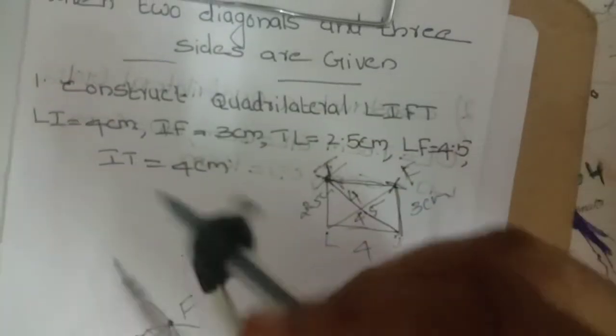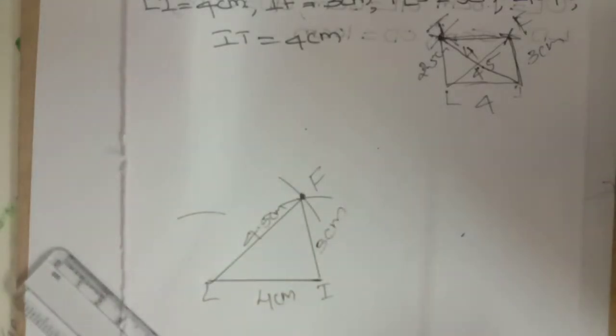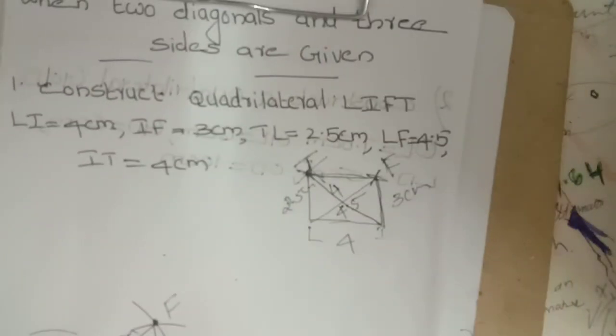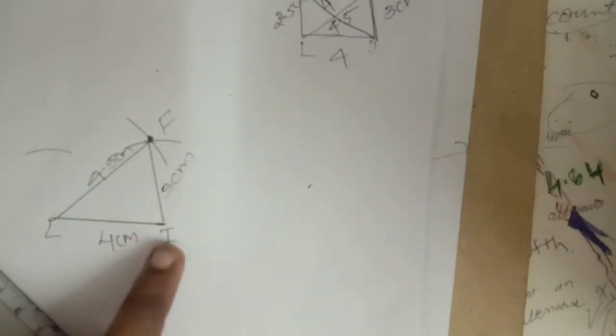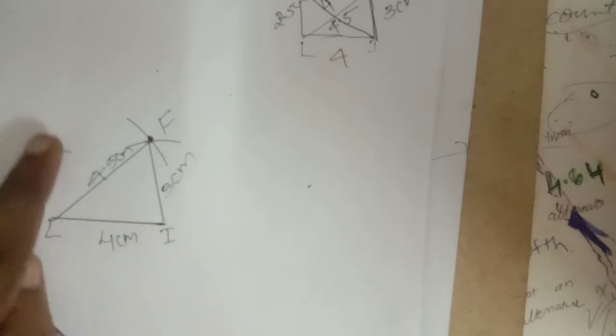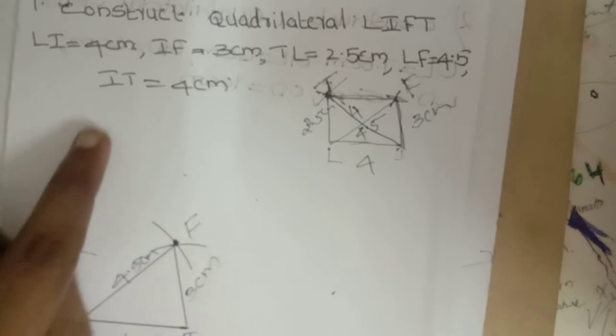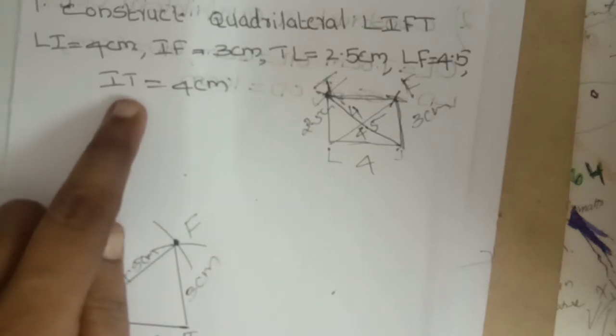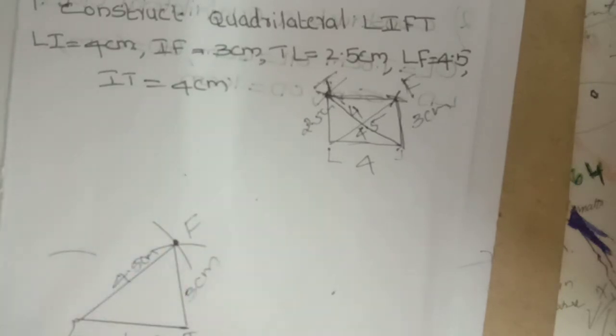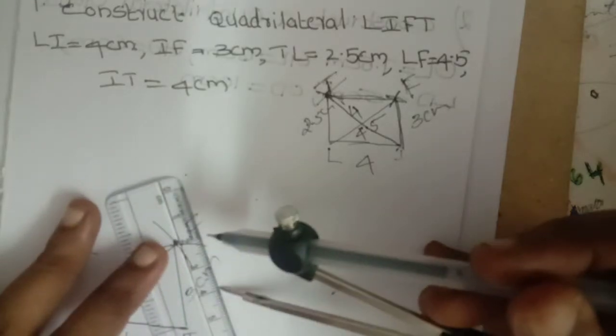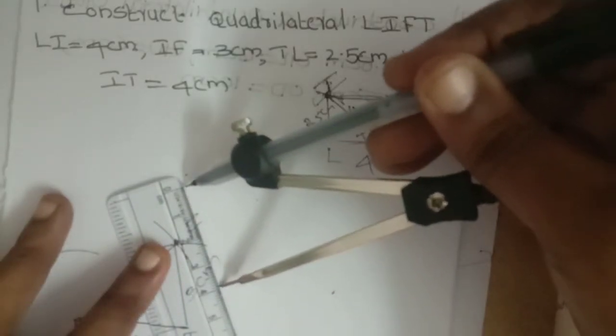Where do we keep our compass? L as center, draw a 2.5 arc. Then the next baseline point is I. Is the I and T measurement given there or not? Yes, the I and T measurement is given. How much? 4 cm. So take 4 centimeters in your compass.